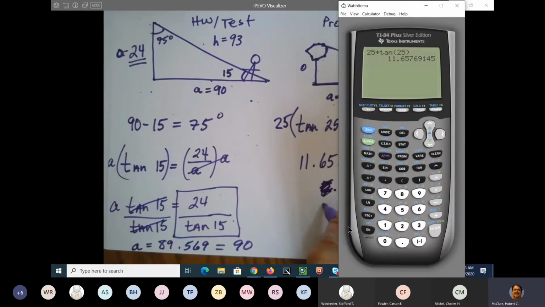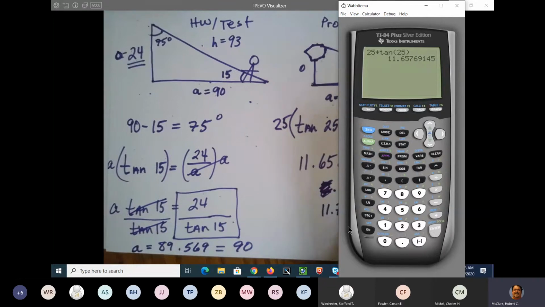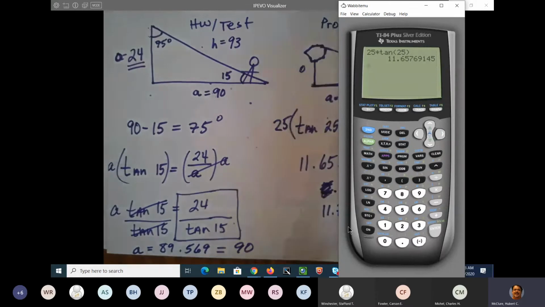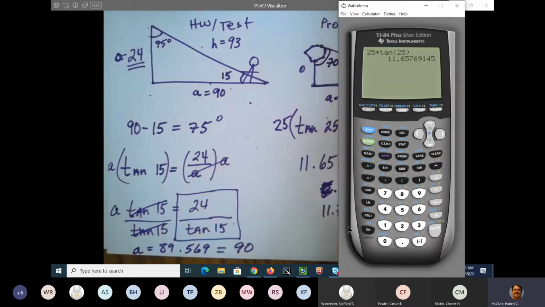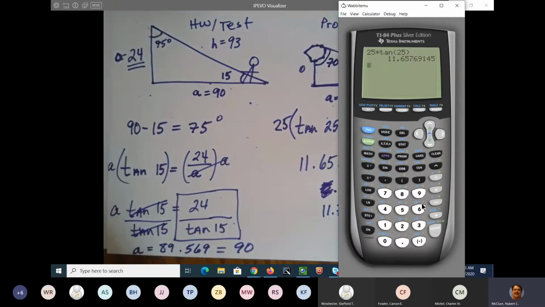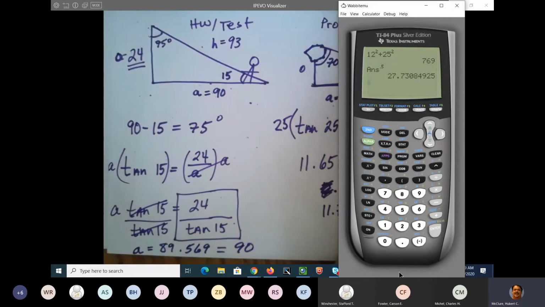Or 12 is equal to O. And of course, 25 from 90 is 65, so this angle is 65 degrees. And now you can do 11.7 or 12 plus 25, so let's go ahead and find the hypotenuse. 12 squared plus 25 squared is equal to that number, and raise that to the 0.5 power. So our hypotenuse is 27.73 or 28 feet.